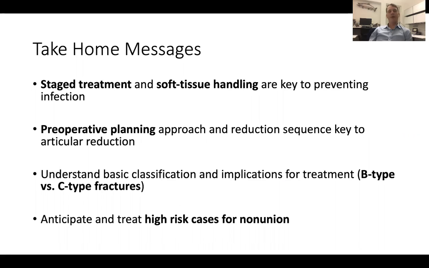You want to make sure you understand the basic classification and implications for treatment. So B-type fractures versus C-type fractures, and how that influences your choice of approach and your choice of implant placement. And you really want to anticipate some of these high-risk cases for nonunion and make sure that you're doing adequate fixation or even staged bone grafting if necessary.